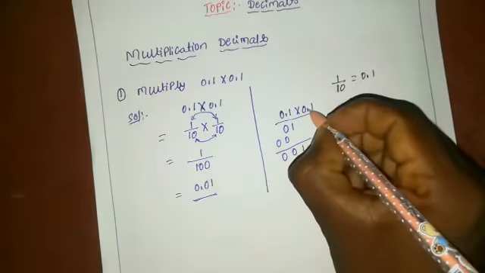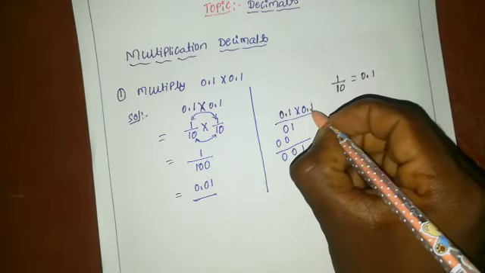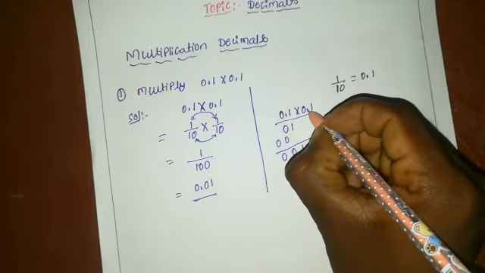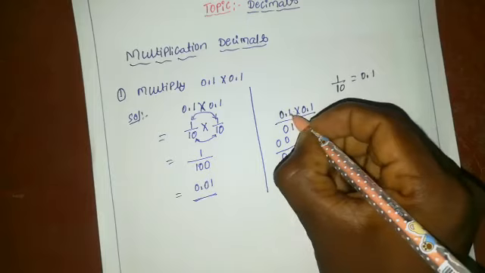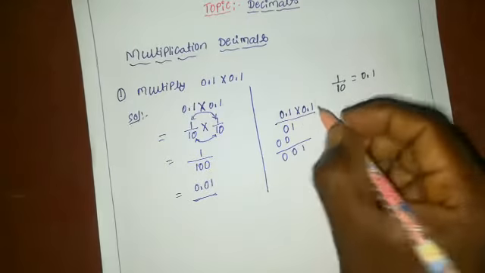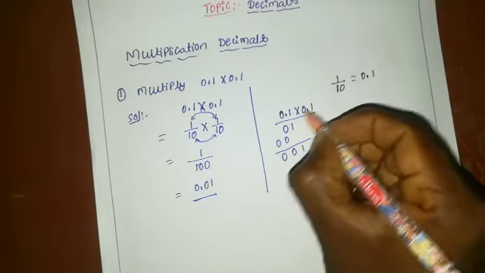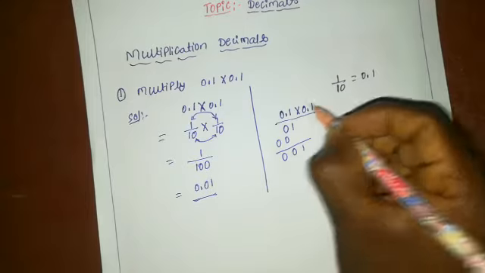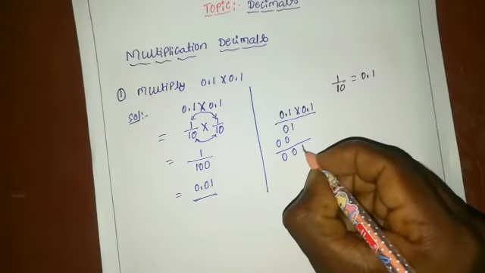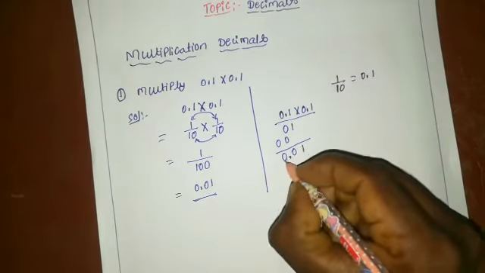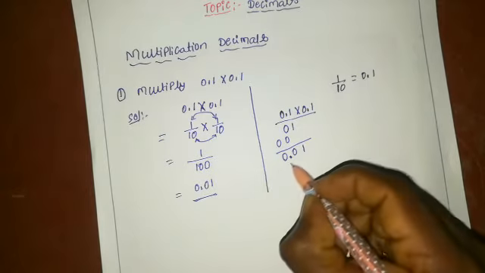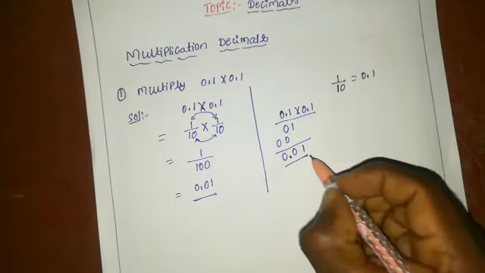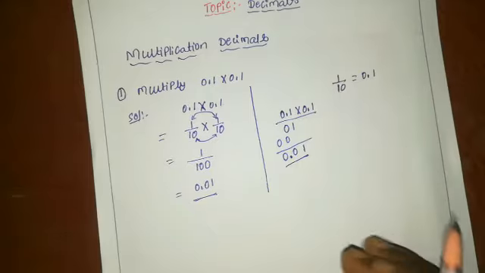Now here we have a point after one digit, and here also, after one digit we have a point. So one digit plus one digit, how many? Two digits. We put the point after two digits, so we get 0.01. In both the methods we get the same answer. Thus we multiply a decimal by a decimal.